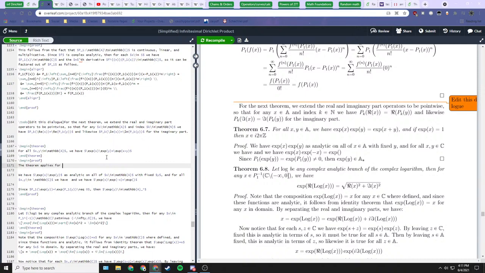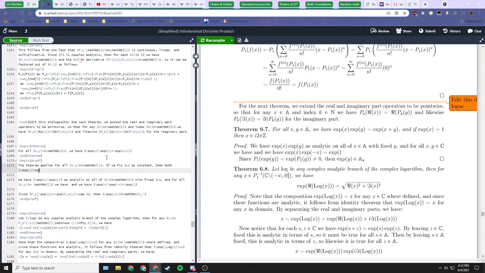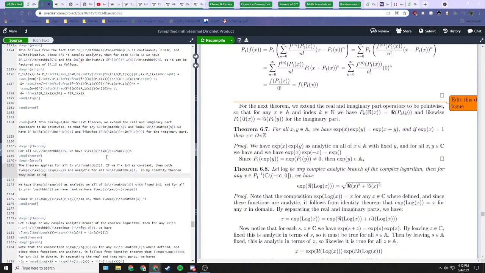the theorem applies for all x, y complex numbers if we fix y as constant, and both exp x, exp y, and exp of x plus y are analytic for all x in A. So by the identity theorem, they must be identical.